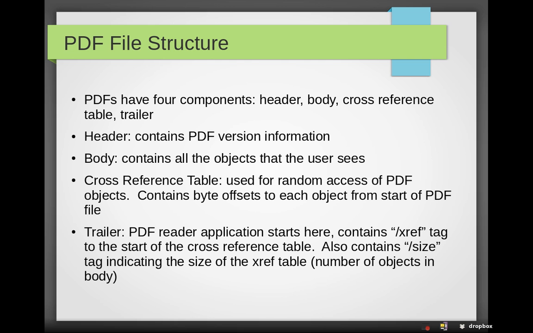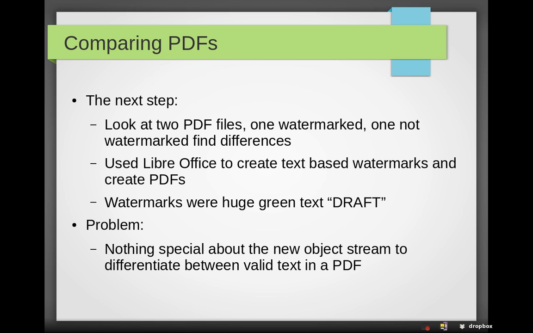The trailer is actually read first by any PDF reading application. That application starts at the trailer, and it looks for the cross-reference tag, which points to the start of the cross-reference table. The trailer also contains a size tag indicating the size of the cross-reference table, which is just the number of objects in the body.